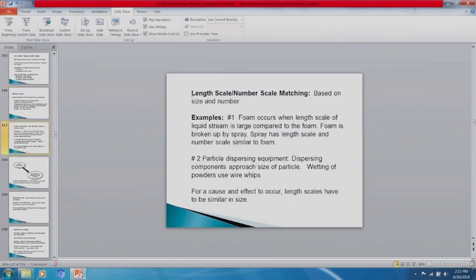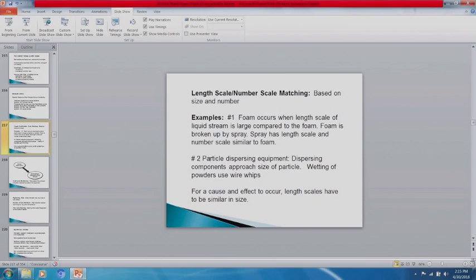Scale matching, we've already talked about that with the powder and falling liquid curtain. However, let's take that and add some more here. Foaming occurs everywhere in industry. Foaming can be broken up with spray. If you look, the spray length scale and number are similar to the foam bubbles. The size of the droplets is the size of the foam bubbles. The number of droplets is the number of foam bubbles. So we're matching size and number.